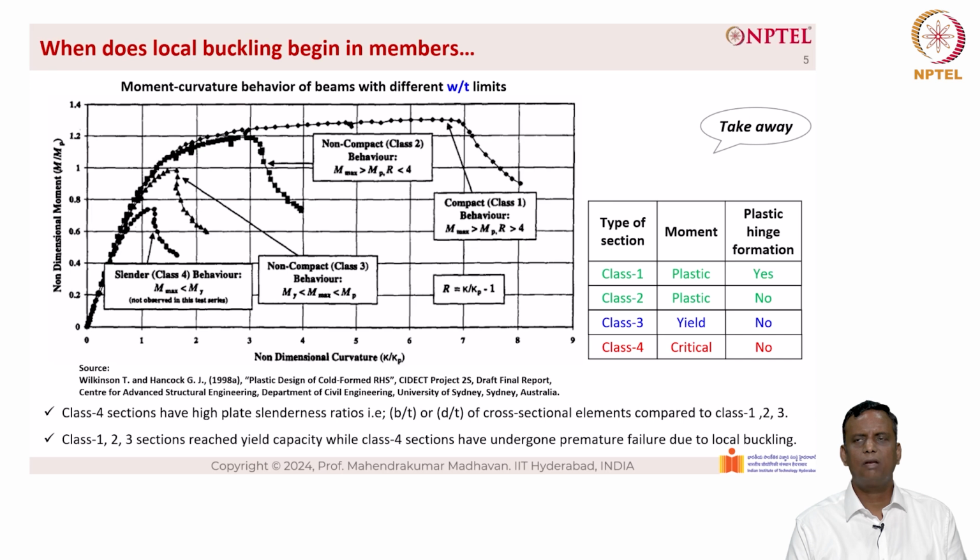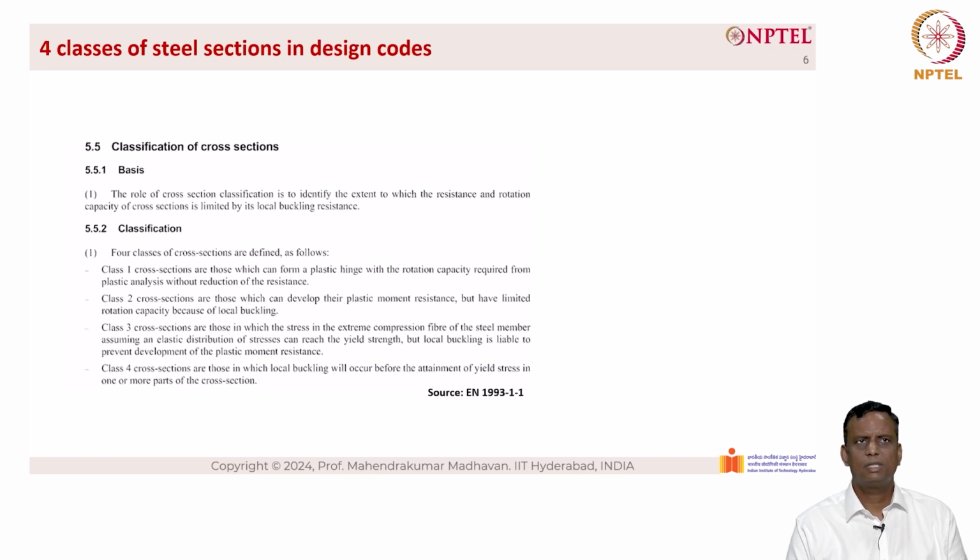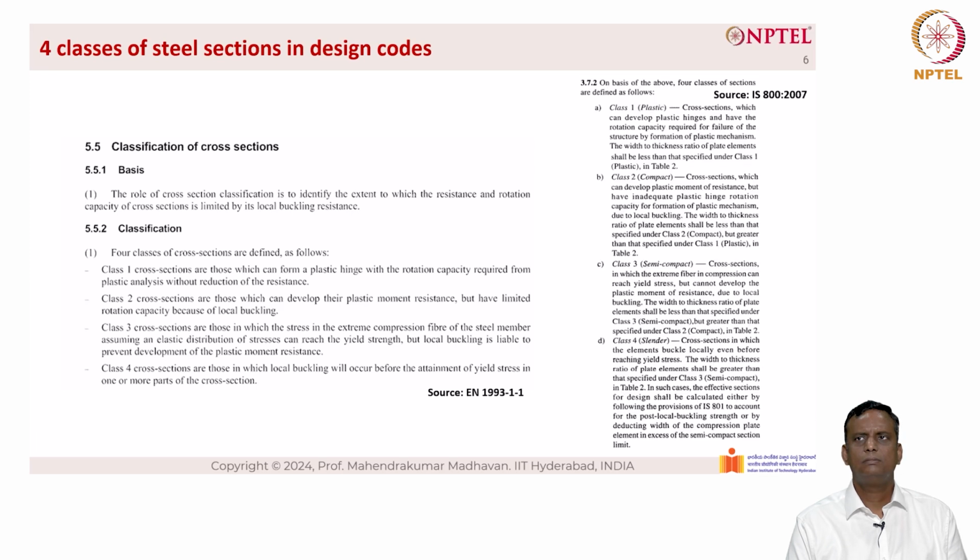Now, the big takeaway here is that when B by T or D by T, which is the flange slenderness ratios or the web slenderness ratios, increases, local buckling also increases. Now, let us look at class 4 cross sections in design codes. The design codes classify the cross sections as class 1, class 2, class 3 and class 4. You can see the picture on the right side where IS 800 shows the same classification for class 1, class 2, class 3, class 4, similar to Euro codes.